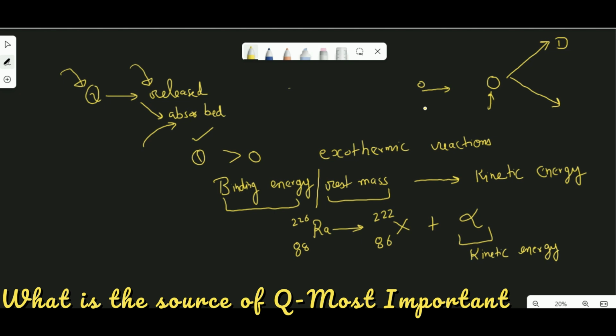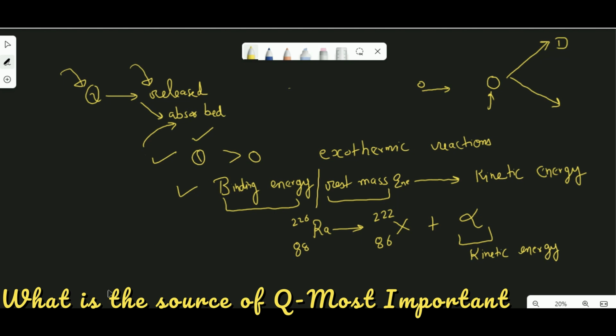So if in a reaction you find that the binding energy or the rest mass energy are getting converted into kinetic energy, those reactions are exothermic. And so you understand, right? The source of kinetic energy is the binding energy and the rest mass energy.